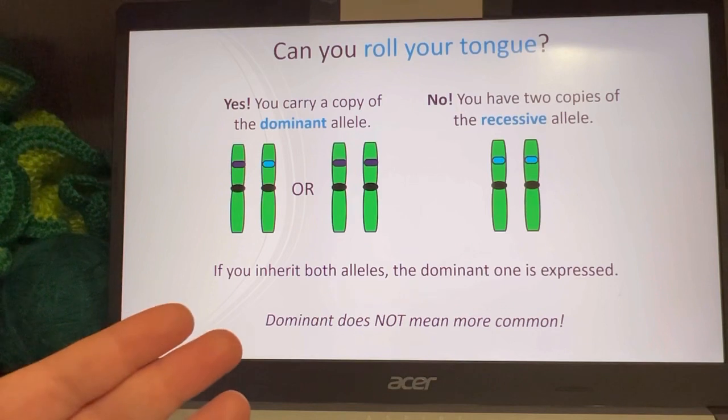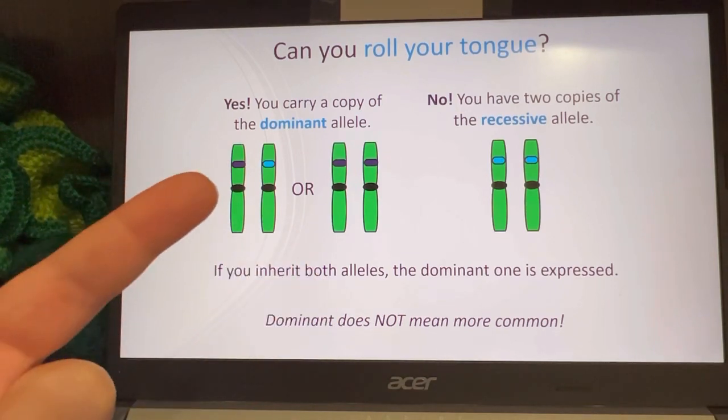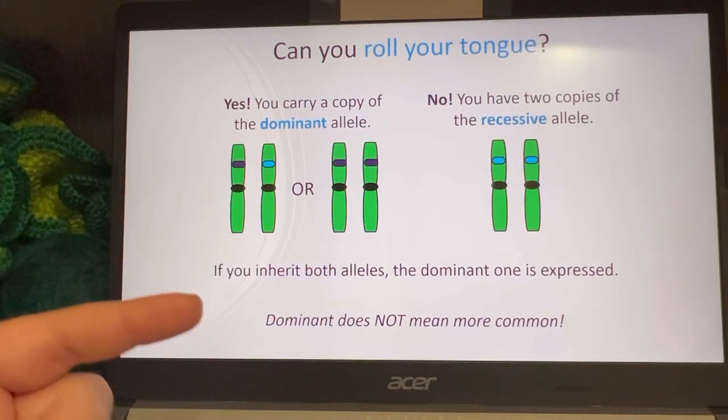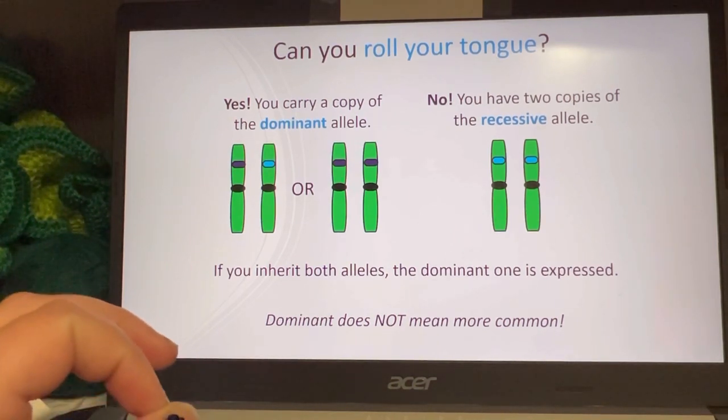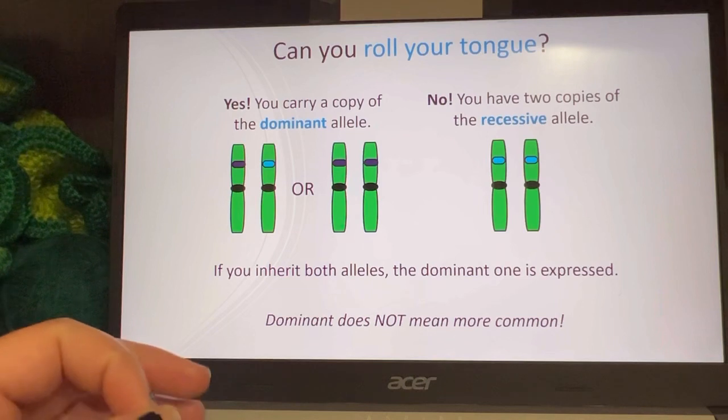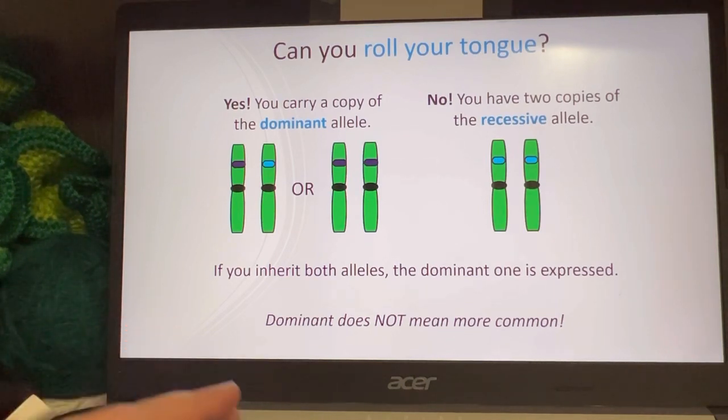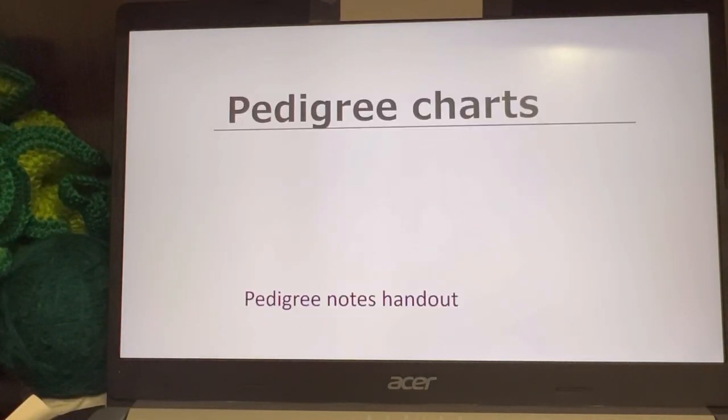So if you inherit both alleles, the dominant one is expressed, in this case here. However, dominant does not mean that it is more common. It just means if you were to put it against a recessive gene, the dominant gene would more than likely be expressed.